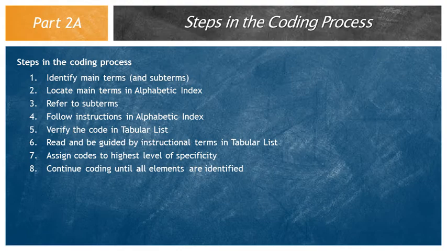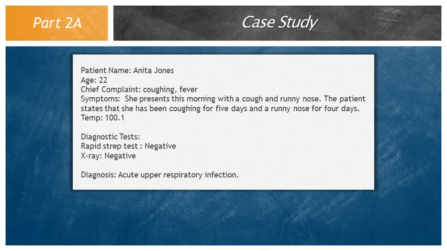Based on the general coding guidelines, there are 8 basic steps in the coding process. Using a case study, this presentation will show you how to follow these steps to assign your first diagnostic code. Pause the presentation and read through the medical document. Pay particular attention to the diagnosis.